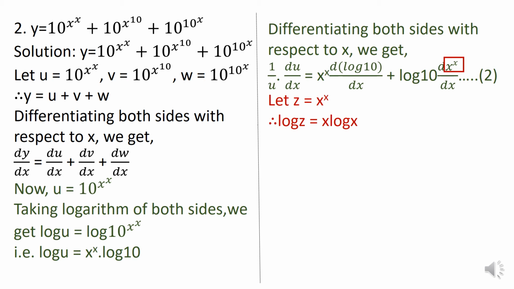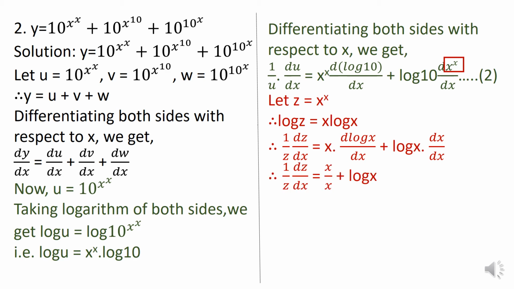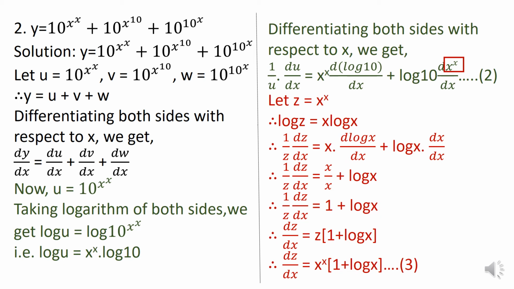We differentiate both the sides and we get 1 upon z dz by dx is equal to x into the derivative of log x plus log x into the derivative of x. Thus we get the RHS as x upon x, because d by dx of log x is 1 upon x. Plus the next term becomes just log x, you know the reason why. Thus we have 1 upon z dz by dx is equal to 1 plus log x. And then dz by dx becomes so. So this becomes our third equation.